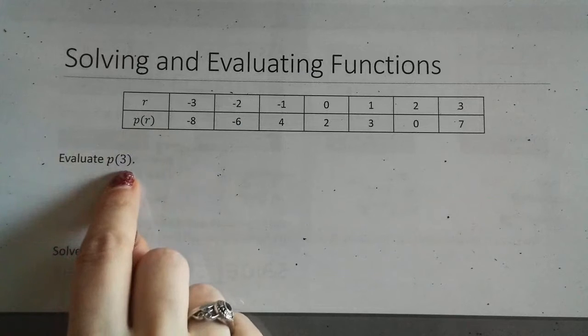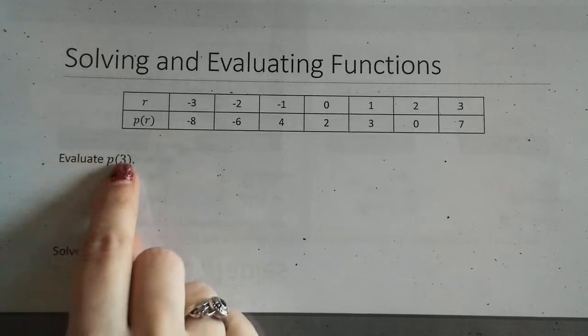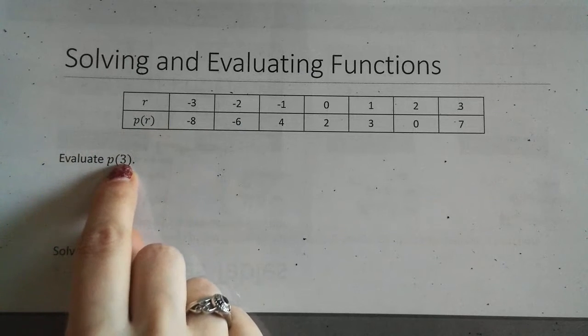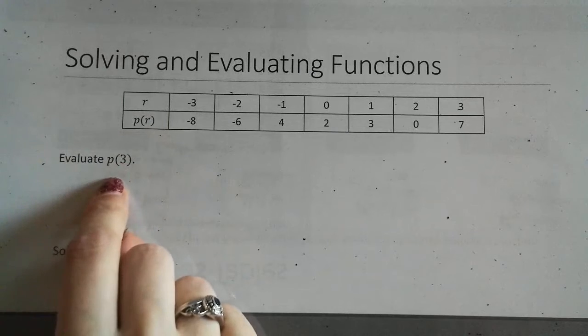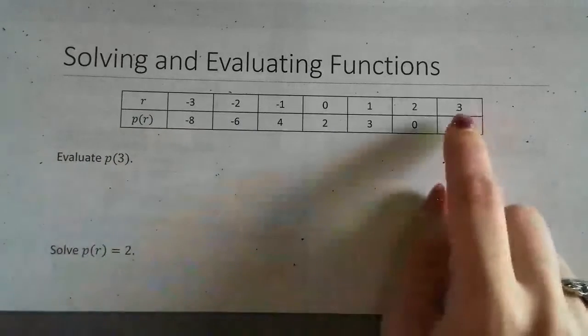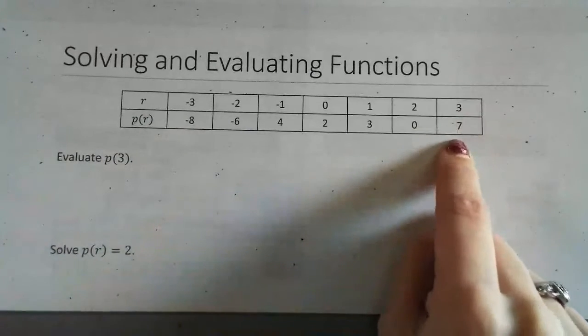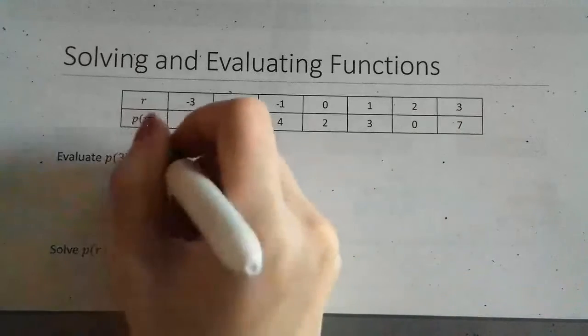So if we want to evaluate P of 3, it's saying let R, our input, be 3. It's asking for the output. So if R equals 3, what is P of 3? It's going to be 7.